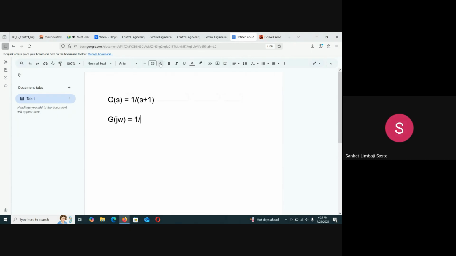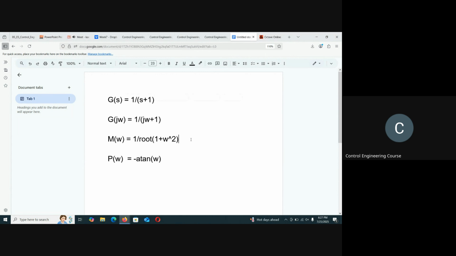G of j omega is 1 by 1 plus j omega. So what is the magnitude of this? 1 by under the root 1 plus omega square. And what will be the phase? Minus tan inverse of omega.